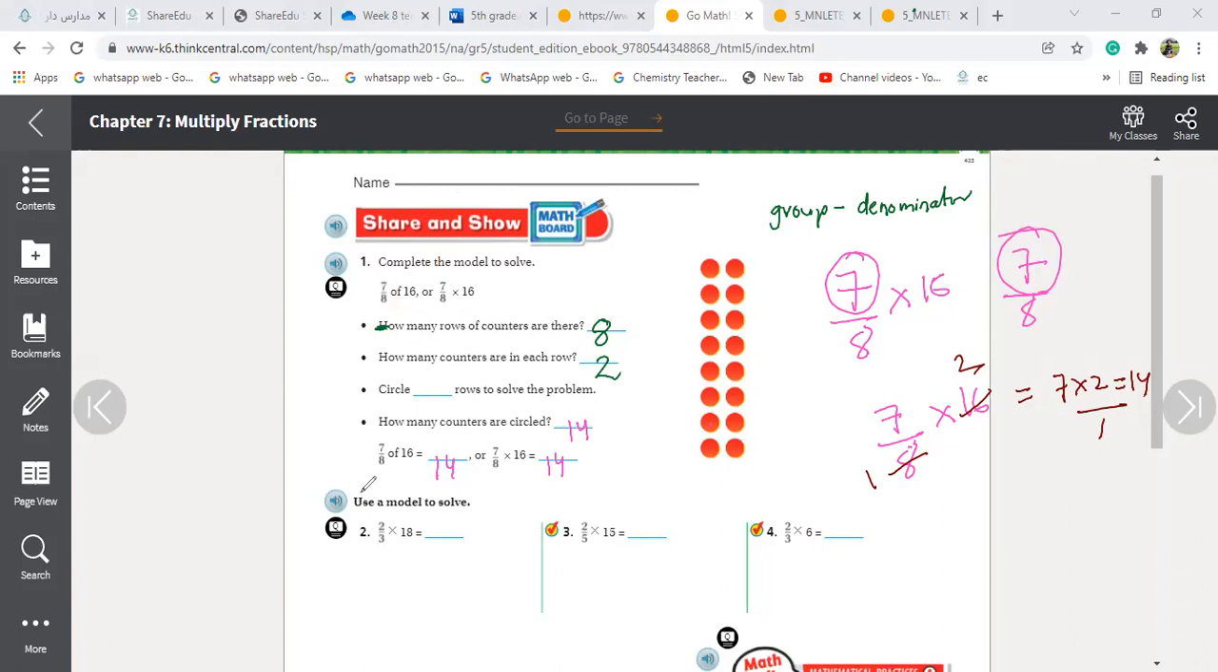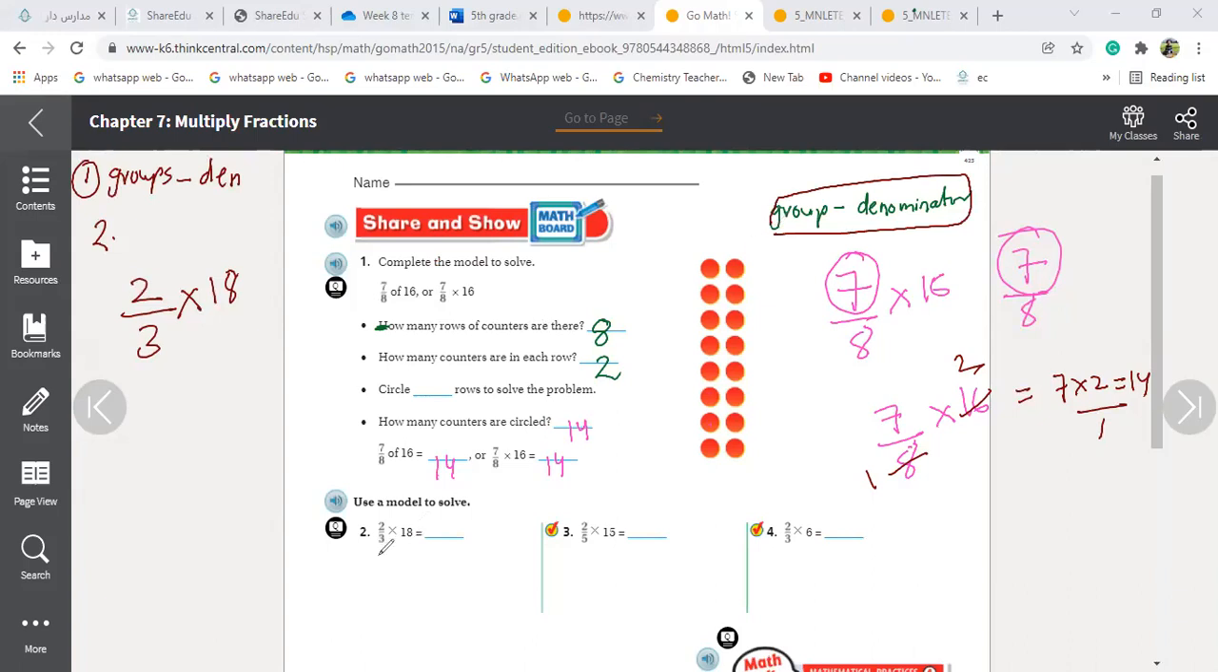Now, okay. Rayana, the question is, see, question number 2, you have 2 over 3 times 18. Girls, I'm doing it in a big way so that you see more clearly. They're asking you to draw the model. I told you first thing, girls, what will you see? You look at the groups. How many groups are there? Groups are the same as the denominator.